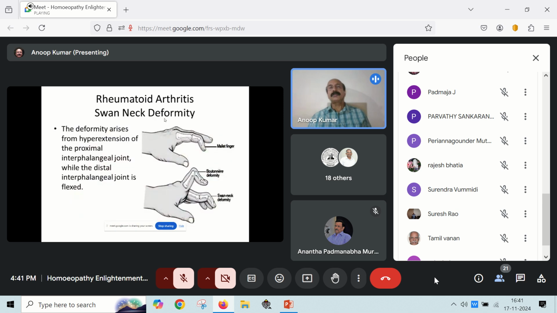So now we will see different types of deformity. In rheumatoid arthritis there is swan neck deformity. Swan is a bird, and its neck-type deformity is called swan neck deformity. The fingers will look like a swan's neck. The deformity arises by hyperextension of the proximal interphalangeal joint. Hyperextension means it is pulled beyond recovery, while the distal interphalangeal joint is flexed. So the top one is stretched beyond normal, and the inside one is pulled up and flexed. That is why it is called swan neck deformity.